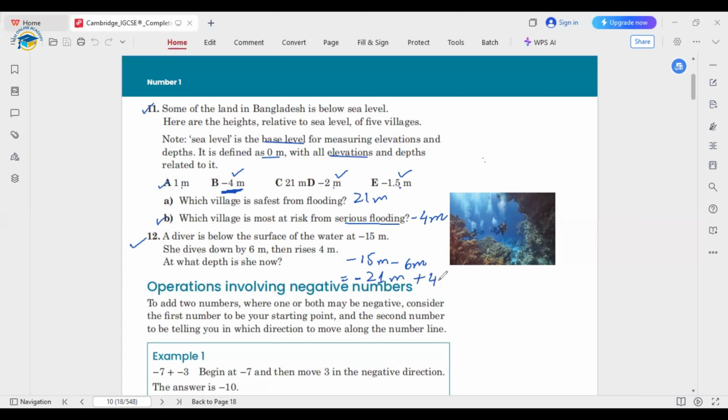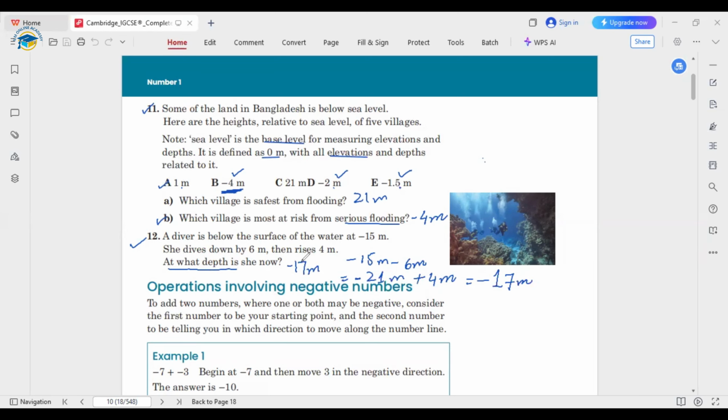So when she is rising up, we can use a positive sign along with that. So negative 21 meters, and from this we need to subtract 4, as positive and negative would be negative. Along with that, this will be 17 meters, but with a negative sign, as 21 is the greater number. Okay, so at what depth is she now? She is at negative 17 meters down.